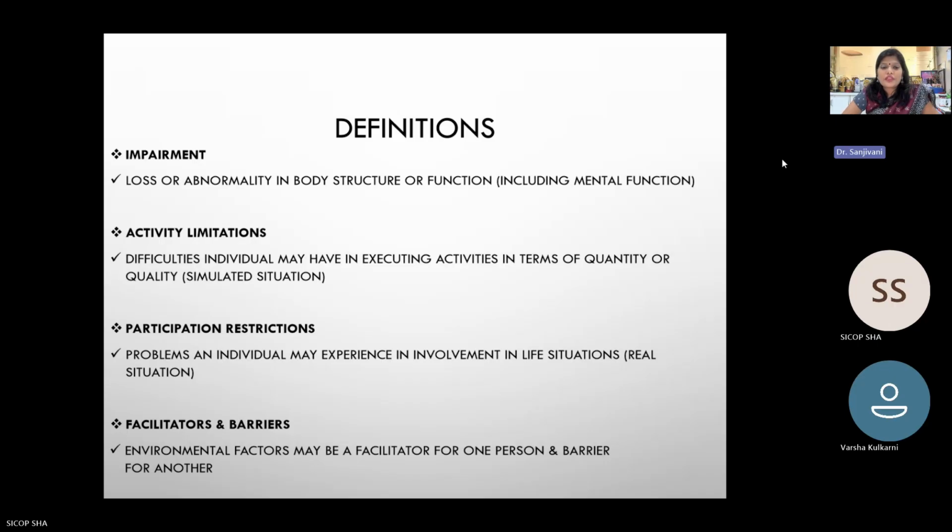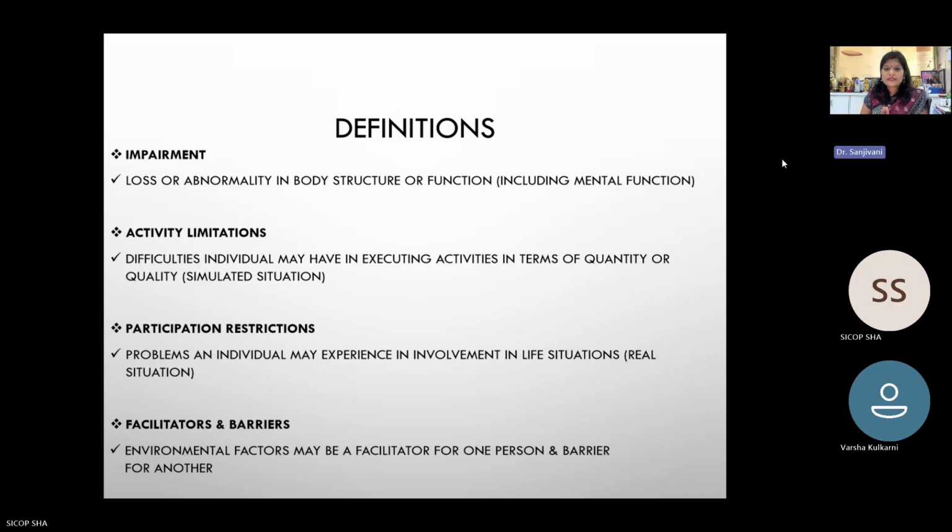And activity limitation, when the patient has difficulty performing their activity, that will be activity limitation. And because of that, the patient is not able to participate in his daily activities, that will be the participation restriction. And then facilitators and barriers. Any motivators that promote their function will be the facilitator. And if because of something the patient is not able to perform, take a treatment or activity, that will be the barrier.